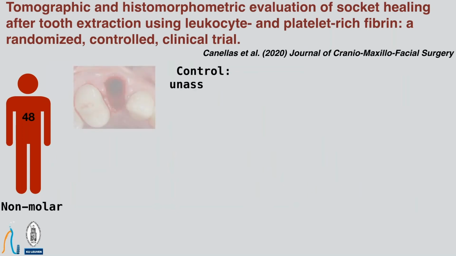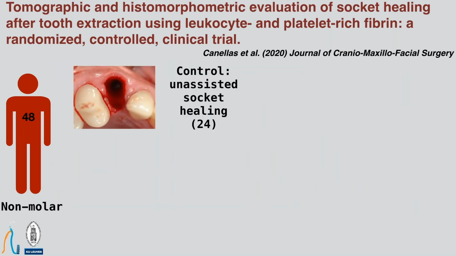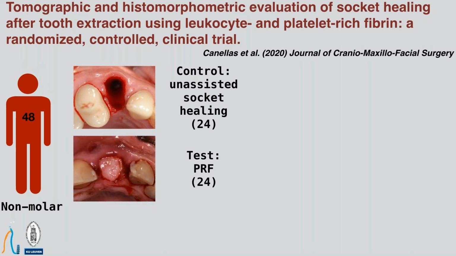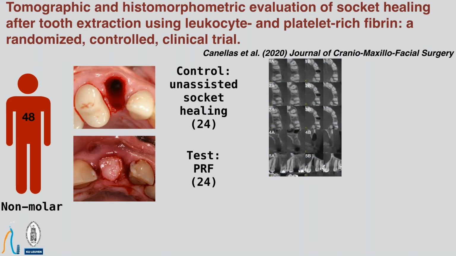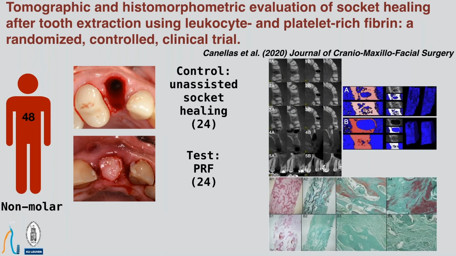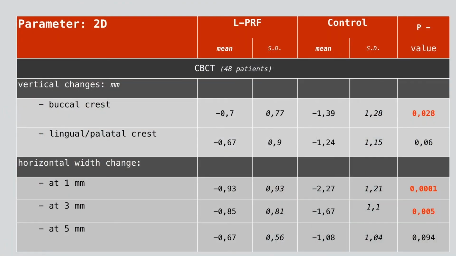and now we have a look at a very recent study by Canellas, just recently published. And what did he do? He did the same thing as we did, but this is a parallel study, a randomized controlled clinical trial with non-molar extractions in 48 patients. The control site was the unassisted socket healing. The test was the PRF. He did some measurements on cone beam CT, but he also did histomorphometric evaluation.